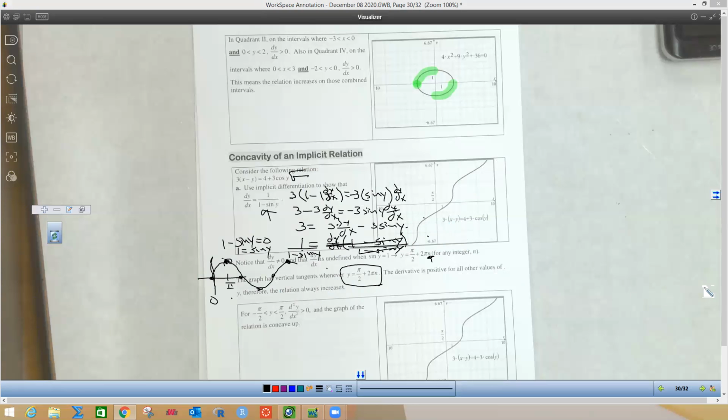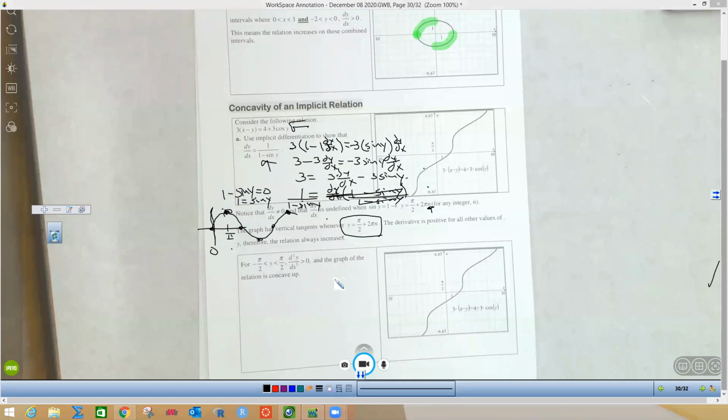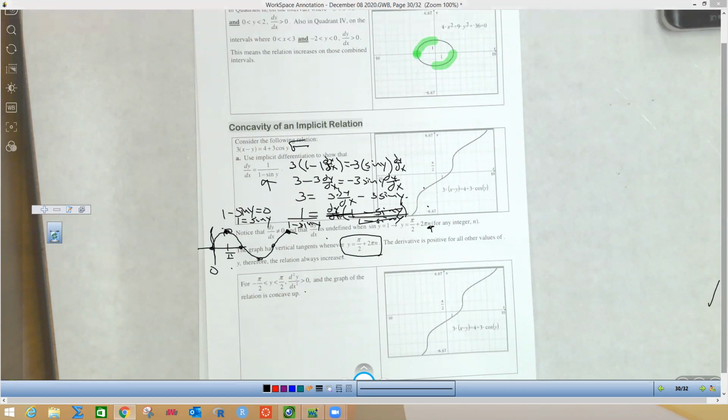Okay. All right, so this says for pi over 2 less than y less than 3 pi over 2, the second derivative is less than 0. So again, this is the same story. This is the second derivative here. Oops, this is greater than 0. I'm looking at the wrong line on my sheet. So let me move this up. Maybe I got to go up a little bit. There we go. All right.